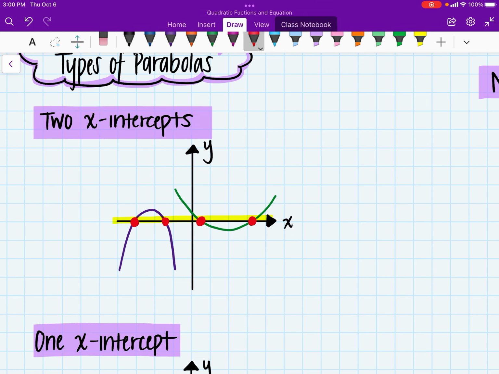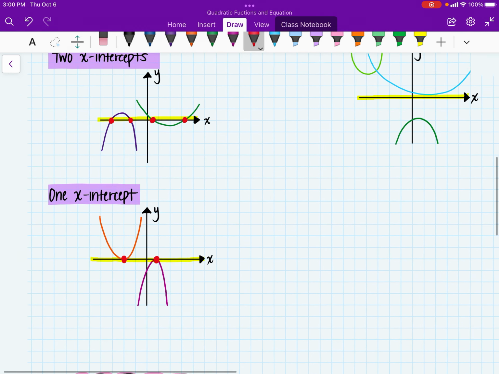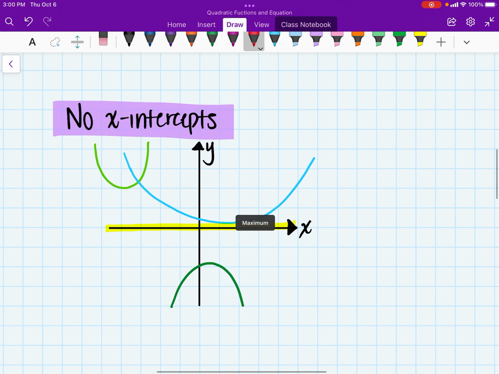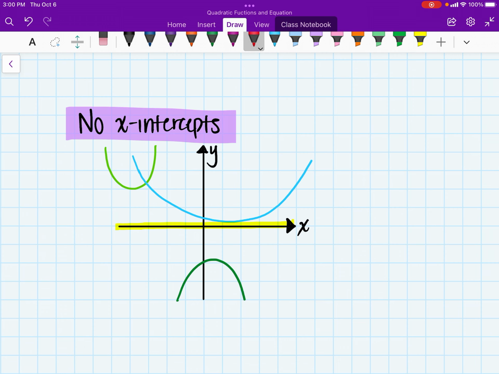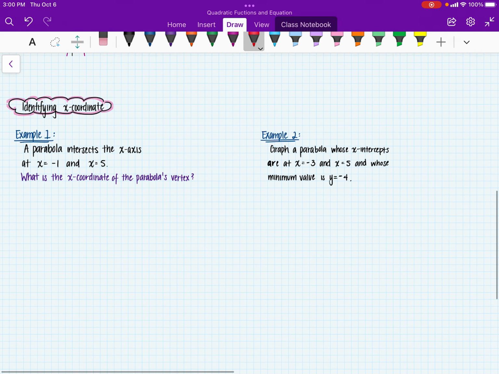So that's how we determine the number of x-intercepts: by the number of times the parabola actually crosses the x-axis, which is this one here. If we have one x-intercept, the parabola only meets or touches the x-axis at one single point. And when we have no x-intercepts, our parabola basically doesn't even touch the x-axis. It could come close to it, but it doesn't really touch it. So I actually want to go ahead and talk about these problems.